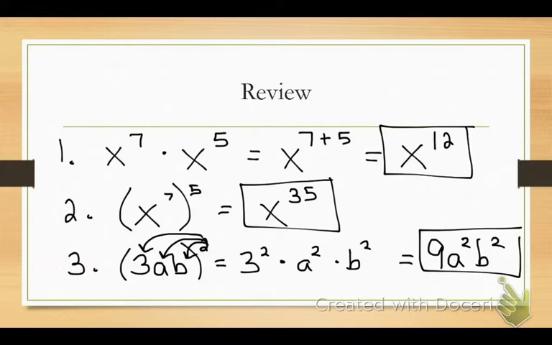All right, so let's sum it up. Number 1, what property was that called? Product of powers. Number 2, what property was that called? Power of powers. Number 3, we used a rule called the power of a product, which just means that I have multiple terms being multiplied inside the parentheses, and I raise each term to a power. So today, we're going to add one more property to that. And we're also going to review these 3 properties that you've already learned.